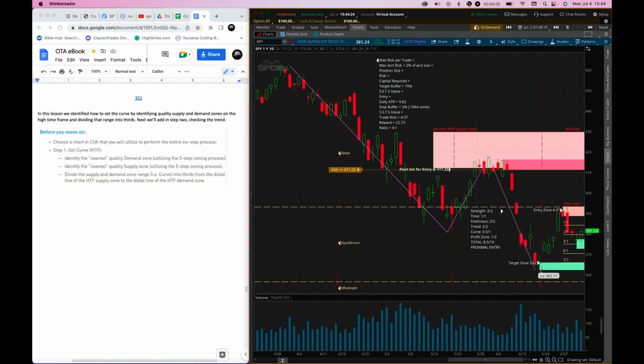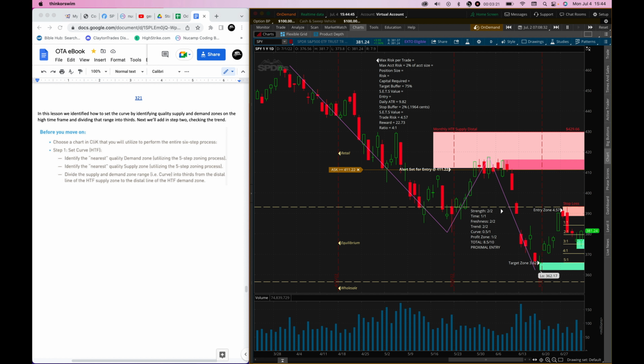Before you move on, choose a chart in your preferred trading platform to perform the entire 6-step process. Step 1, set the curve on a high time frame. Identify the nearest quality demand zone utilizing the 5-step zoning process. Then identify the nearest quality supply zone, also utilizing the 5-step zoning process.